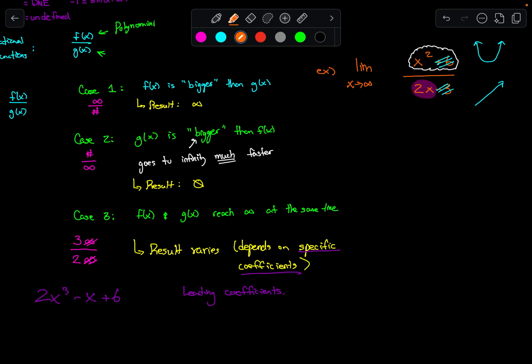And so trying to answer this question is the same. We're going to get the exact same answer as if we were considering the limit as x approaches infinity of x squared over 2x. Well, for this particular problem, the limit as x approaches infinity, we can simplify this a bit before I go to work.